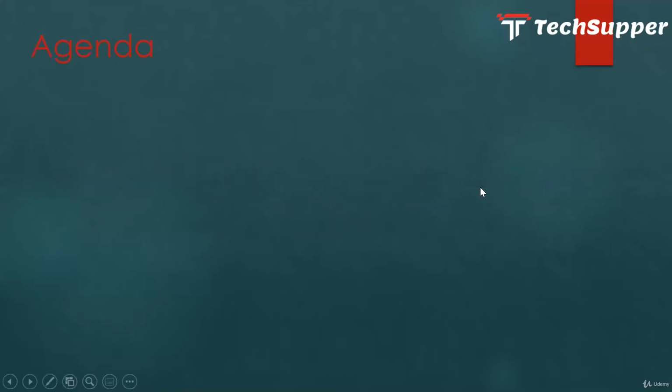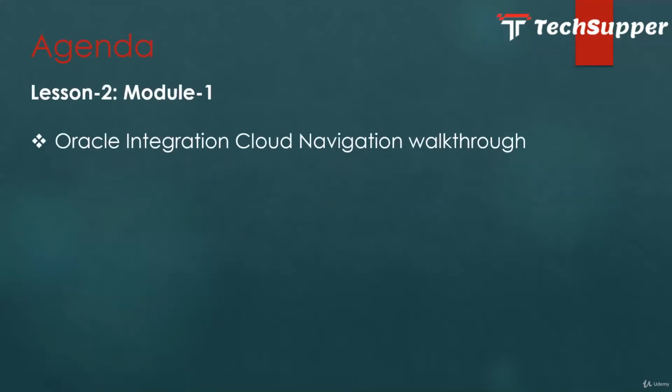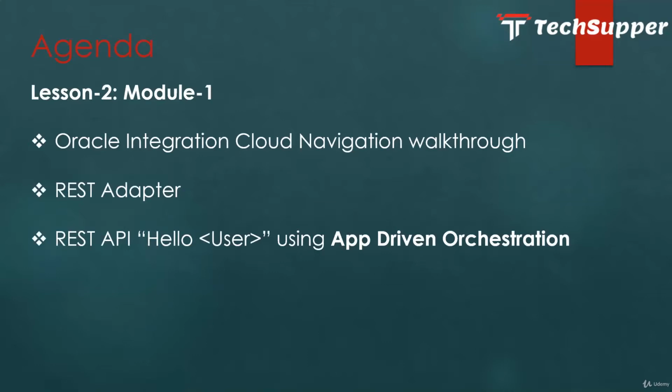So the agenda of this module is that we are going to cover an Oracle Integration Cloud navigation walkthrough. We will see all the different navigations offered by Oracle Integration Cloud. Then we will cover a REST adapter, and then we will see how we can expose a REST API in Oracle Integration with the help of the app-driven orchestration pattern. So first we will cover Integration Cloud, then we will cover BPCS, then we will cover the PCS part. So let's get started and see what navigations are available under Oracle Integration Cloud.